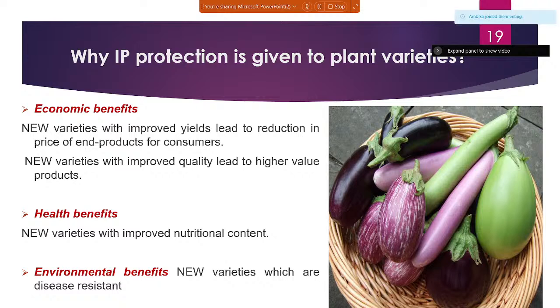So if there is a cotton plant and it might be infected with some worm, you genetically modify it so that the next time the worm cannot infect it. So those will be disease resistant plants. So you can register those things.